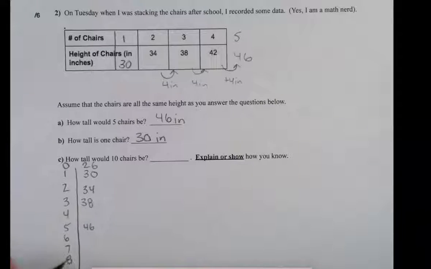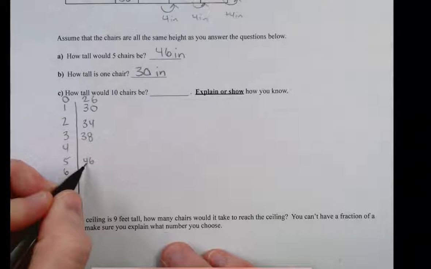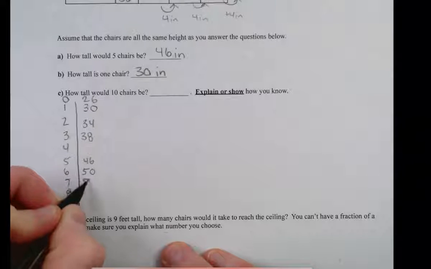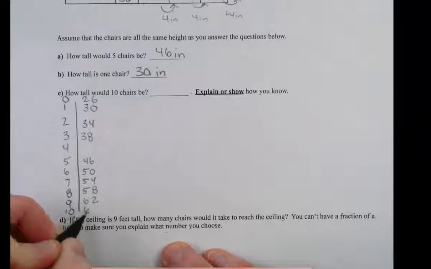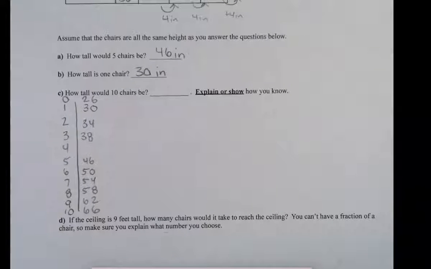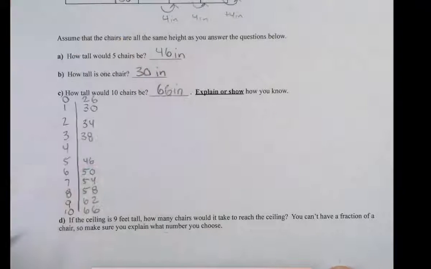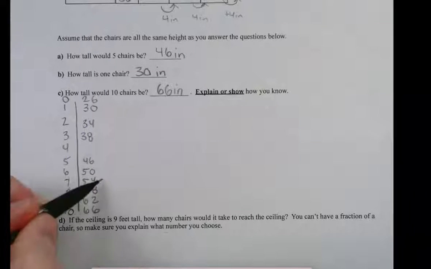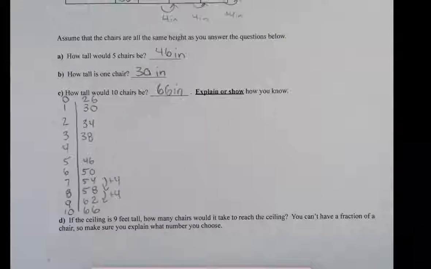6, 7, 8, let me move this up, 9, and 10. All right, so we add another 4, add another 4, and I have 66. So 66 is my answer. This would be an okay way to explain it, but boy, I sure would be impressed if you could come up with an equation. Okay, well, I know that each time I'm adding 4. That's how I came up with my value.